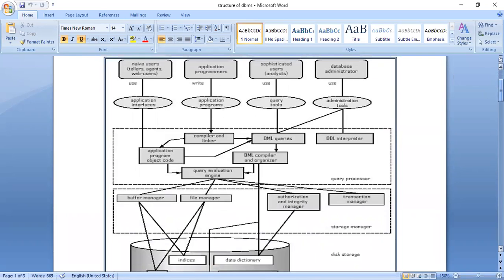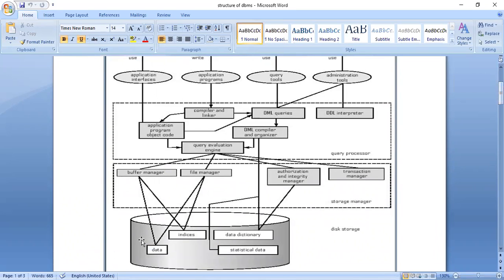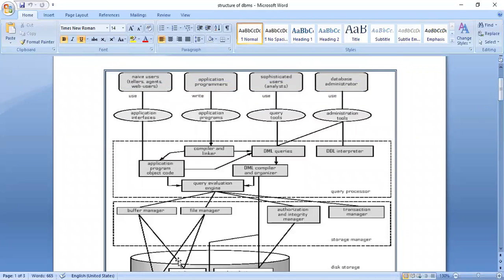If you look at the structure of this particular thing, this is what happens. Finally, this is our database. This is our disk storage. The data is stored in this database in various forms that we'll discuss. So what is happening here? The data stored in the database is used by the buffer manager, file manager, authorization and integrity manager, and transaction manager. All this on the whole is called the storage manager.